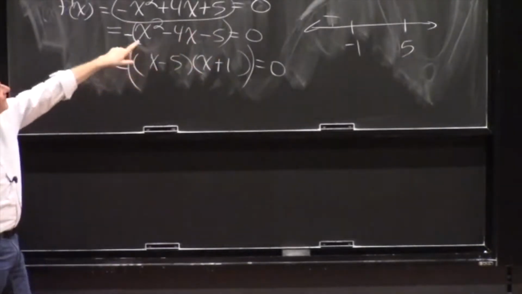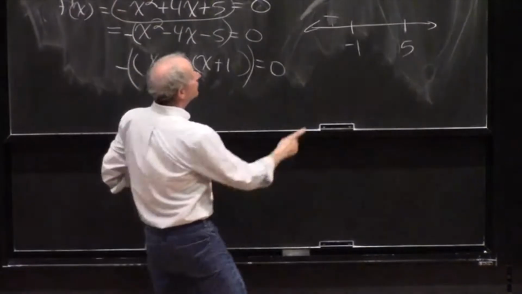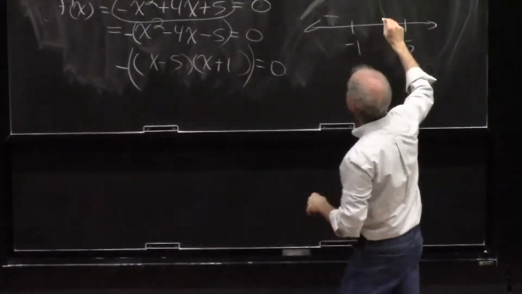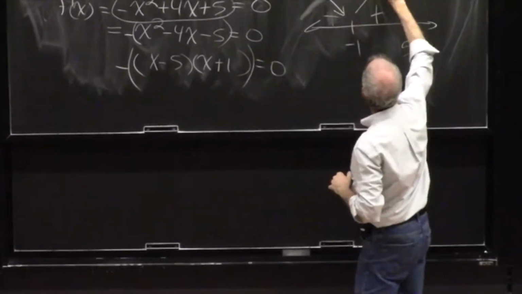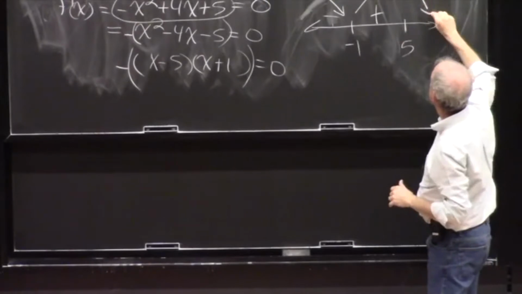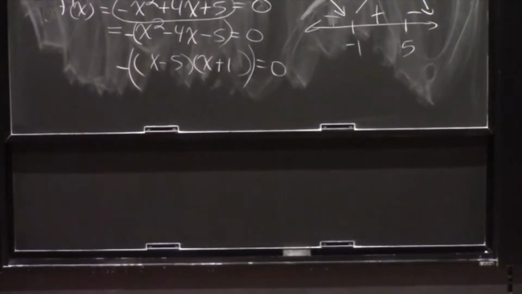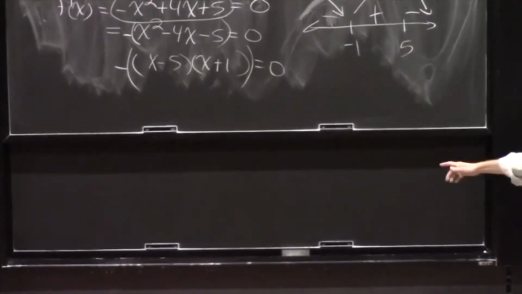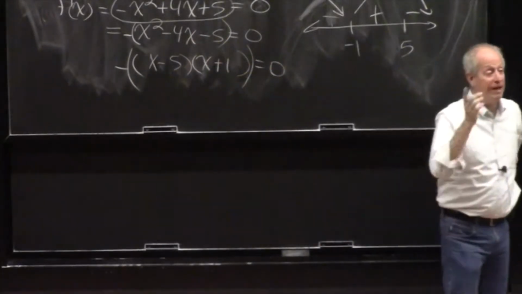So if you plug in -2, this will come out negative. If you plug in a number between -1 and 5, you will get positive. So it's going up. If you pick a number bigger than 5, like 6, it'll be negative and it goes down again. So what are the zeros? The zeros are at -1 and 5. So you can pull the negative out to find the zeros, but you can't just throw it away.